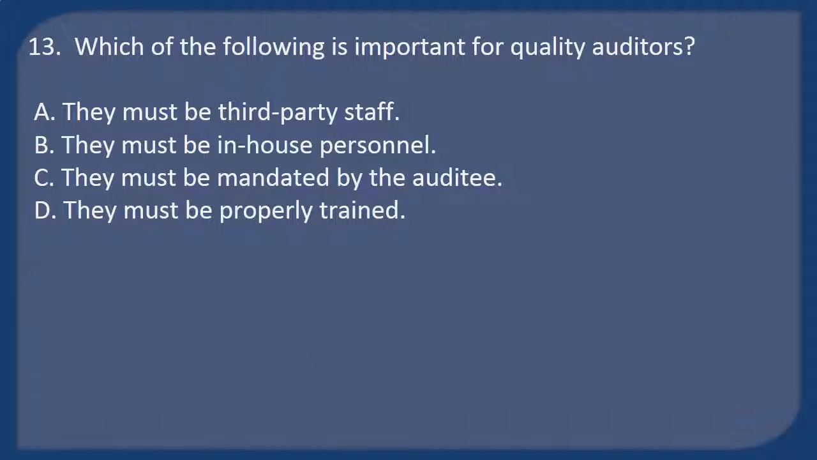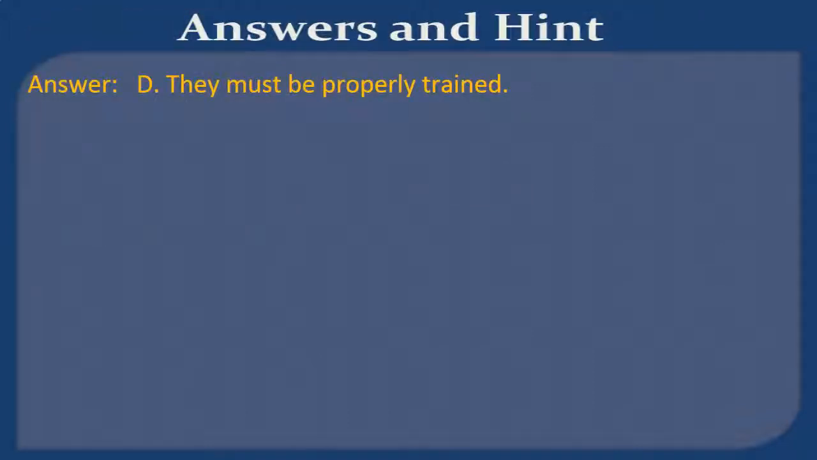Question 13. Which of the following is important for quality auditors? A. They must be third-party staff. B. They must be in-house personnel. C. They must be mandated by the auditee. D. They must be properly trained. Answer: D. They must be properly trained.